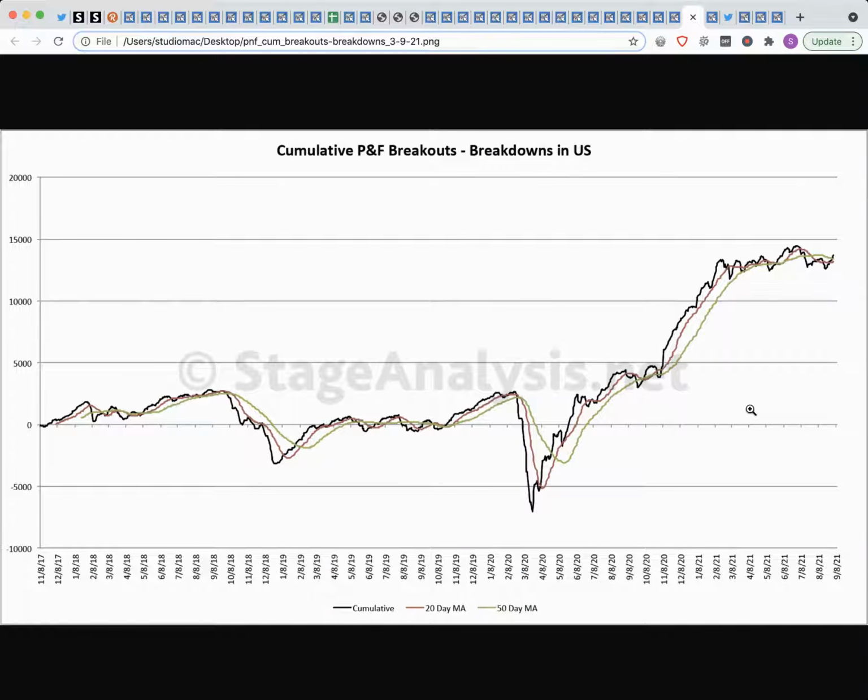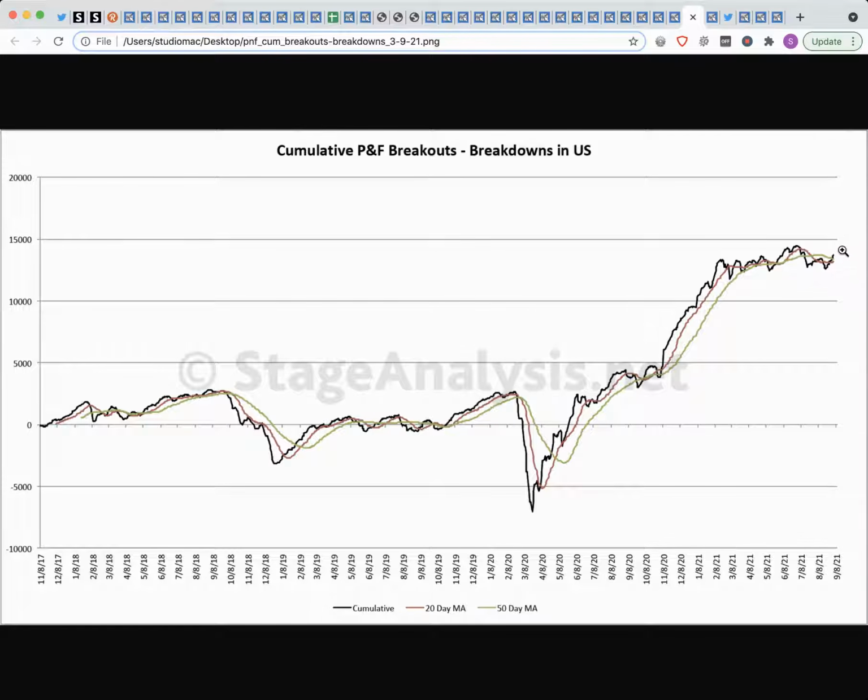Right, one more breadth chart before I go into some of the individual stocks. So this is the cumulative point and figure breakouts minus breakdowns. Again, this is a custom chart that I do for the stage analysis members. It's really simple to create. It's just the double top breakouts on the point and figure chart using the traditional scaling method versus the double bottom breakdowns on the point and figure chart using the traditional scaling method. So just minus one from the other, and we get a figure each day.